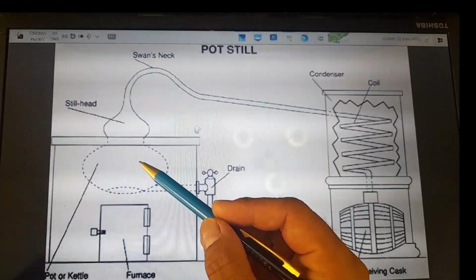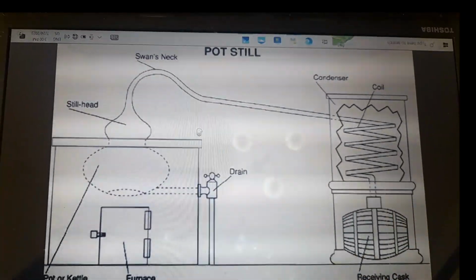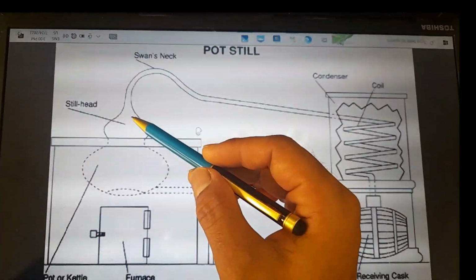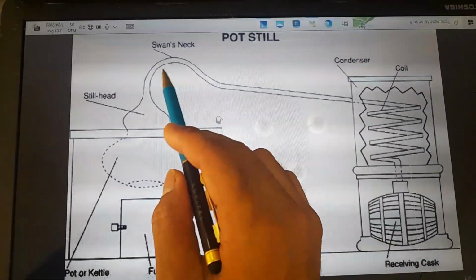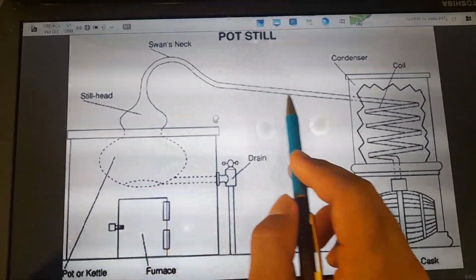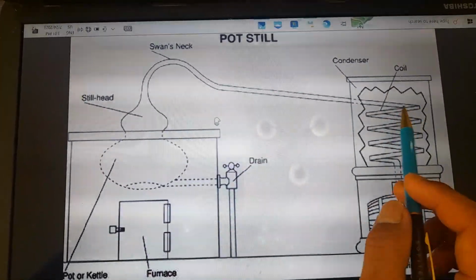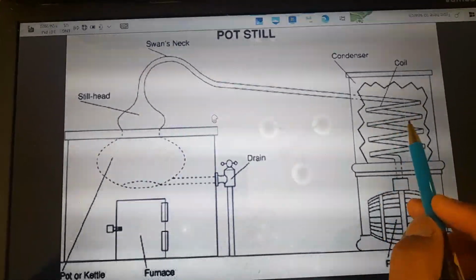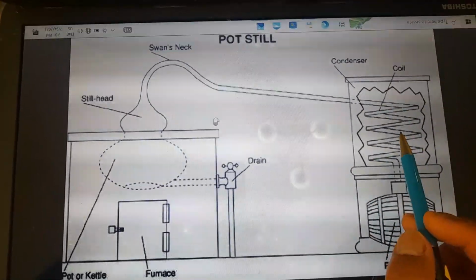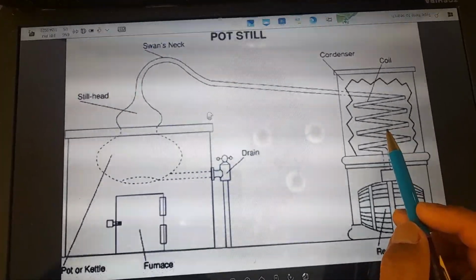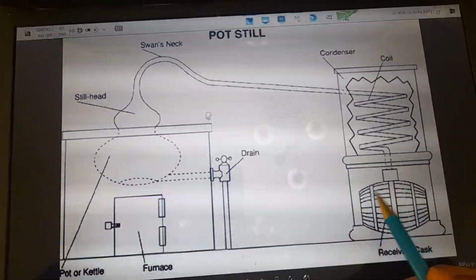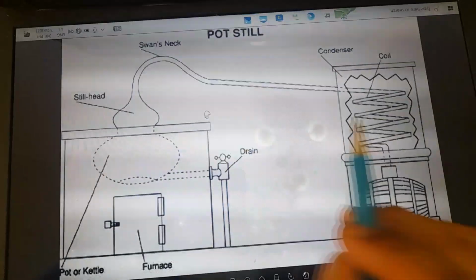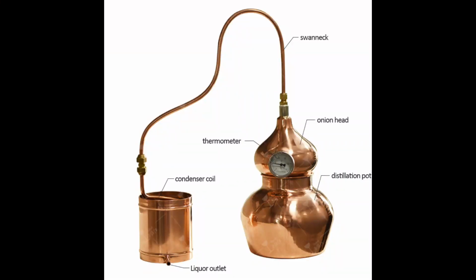Once the fermented liquid reaches 78 degrees Celsius, it starts boiling and vaporizing, and this vapor will pass through the swan's neck. Once the vapor passes through the swan's neck, it will come in contact with the cold water in this condenser, and it changes into a liquid and comes out from this pipe. From this pipe, this liquid is called a distilled spirit. So this process is called pot still distillation. So this is the picture of a pot still.